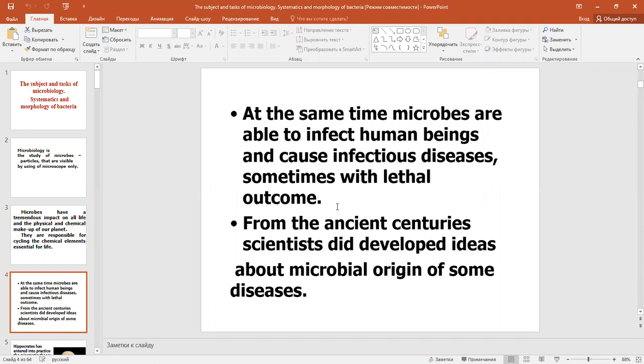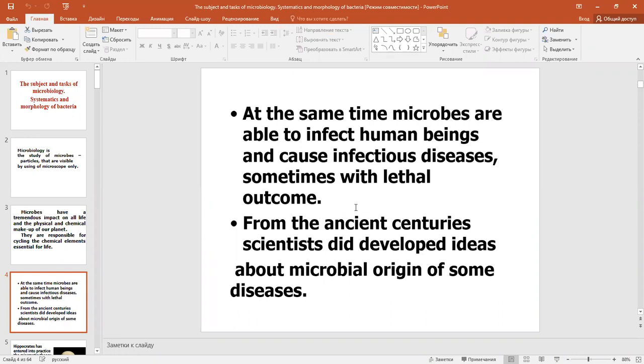So there are pathogenic microbes. Pathogenicity is the ability to cause infection. Some microbes are transmitted between people, and some are transmitted from animals. There are microbes that have specific factors of pathogenicity. They are able to cause dysfunction of many organs in the human body, and sometimes it leads to a lethal outcome, meaning death of the patient. Such microbes are named pathogenic microbes.